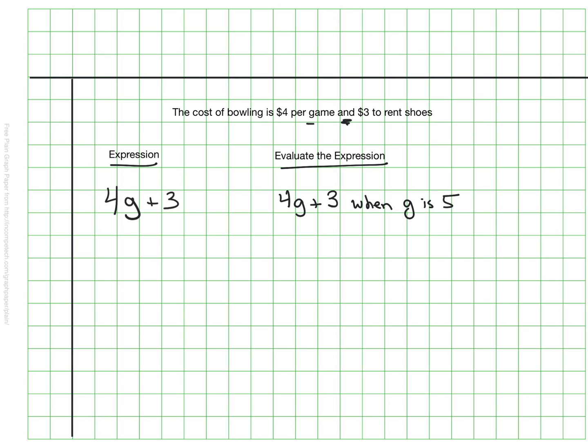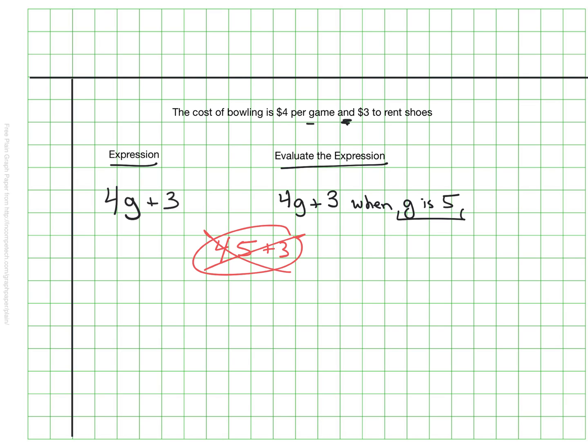If I know I want to play 5 games, I want to bowl 5 games, then I'm going to evaluate the expression for when G is 5. So 4G plus 3 is my expression, and I want to evaluate it when G is 5. So what I need to do is substitute the letter G with the number 5. First, I'm going to show you the wrong way. So sometimes people do this. They say 4, I'm going to put the 5 right here, and then add 3, and they might think their answer is 48. But in this situation, you can probably guess 48 doesn't make any sense, right?